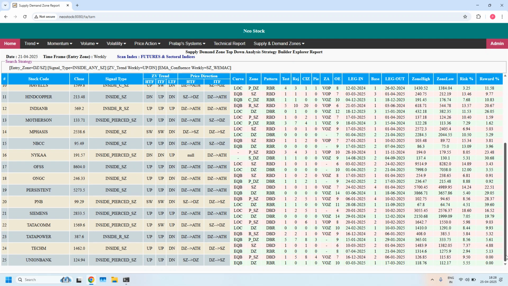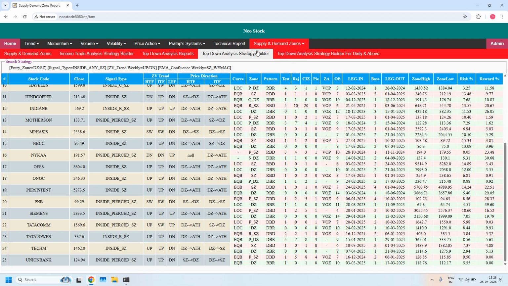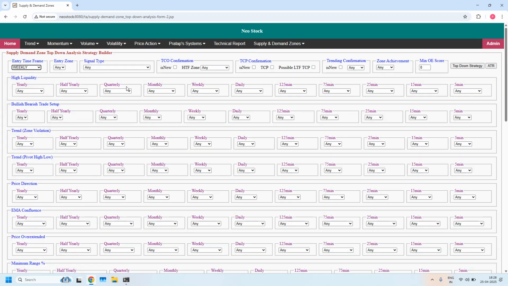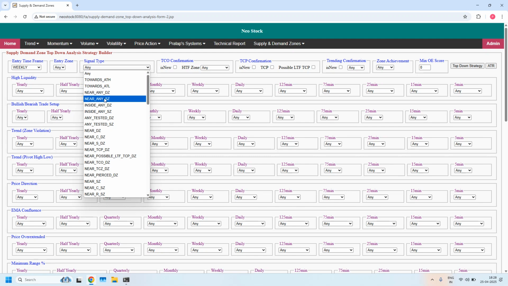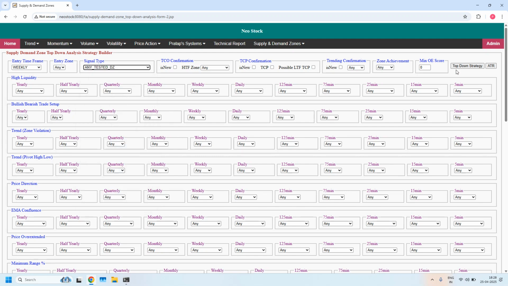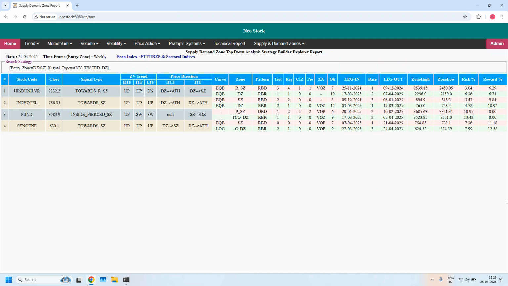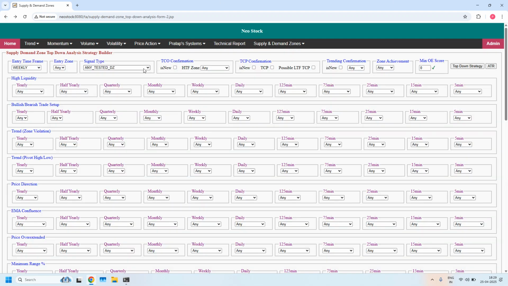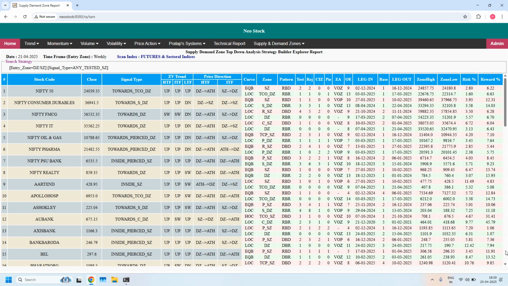Okay, now we will generate additional reports for weekly time frame. So weekly time frame, let us find the stocks having tested weekly demand zones. So these 4 stocks having the demand zones are tested during this week. Okay, next we will find the stocks having tested weekly supply zones. So good number of supply zones are tested during this week. Many supply zones. Okay, I'm scrolling the list down.